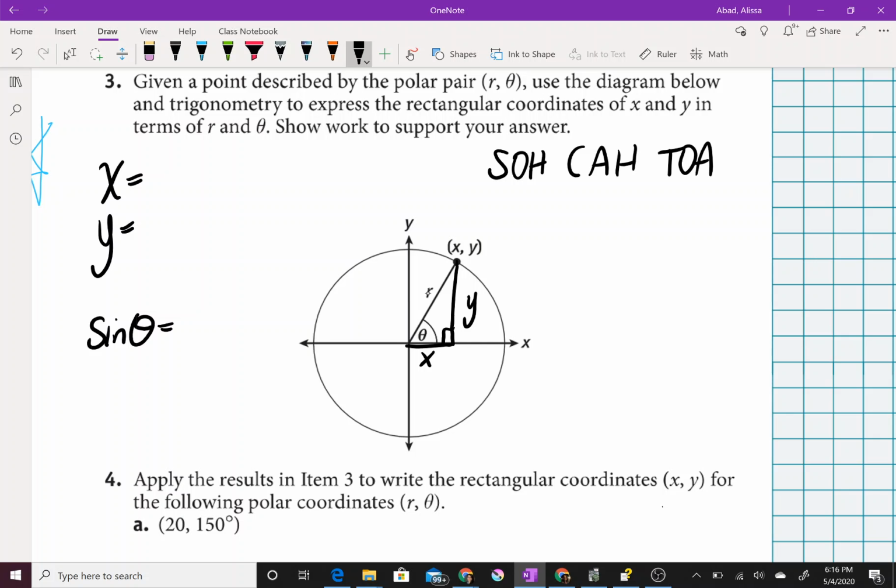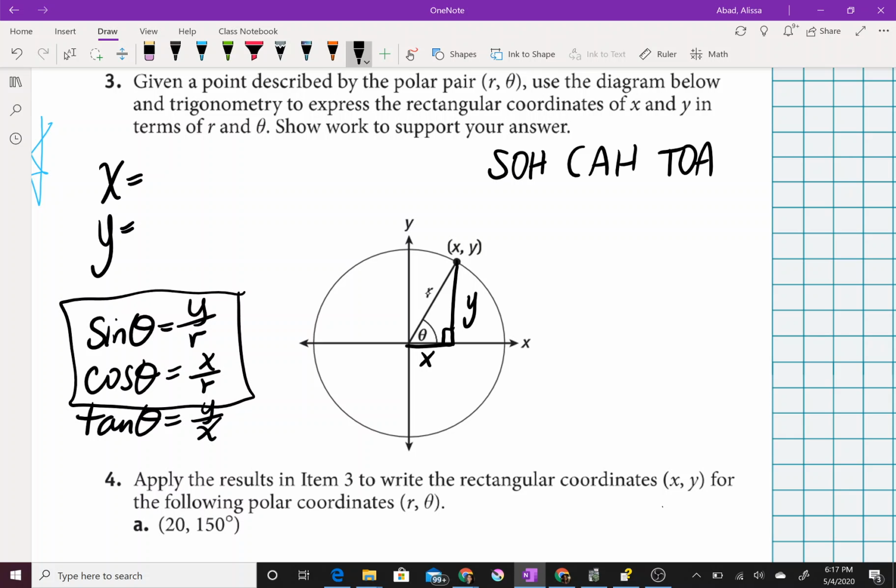So sine of theta is going to be opposite over hypotenuse, which is y over r. Cosine of theta is going to be adjacent over hypotenuse, which is x over r. And tangent of theta is going to be opposite over adjacent, which is y over x. Now, which of these trig ratios give us more information about x, y, and r? It would be these two equations here.